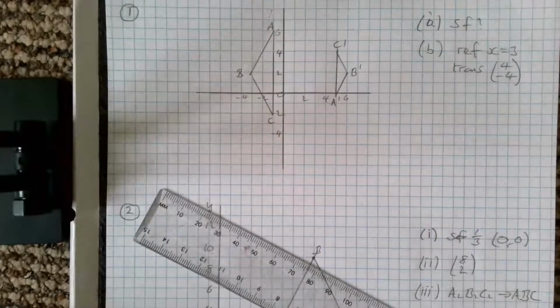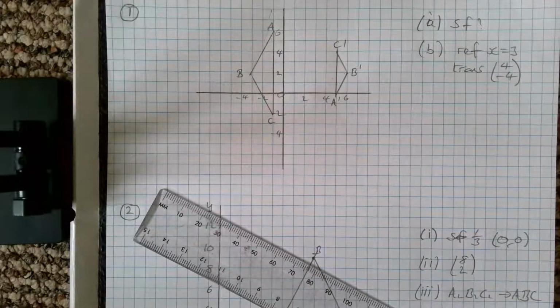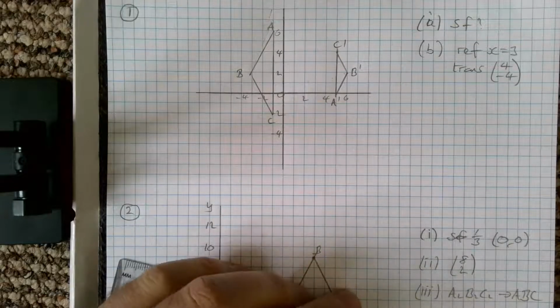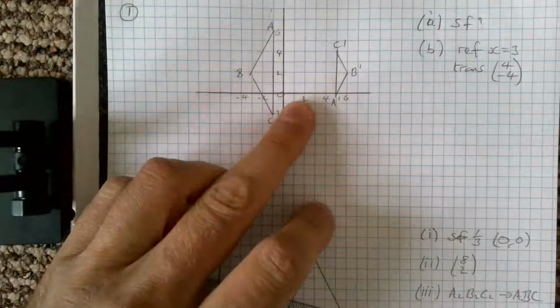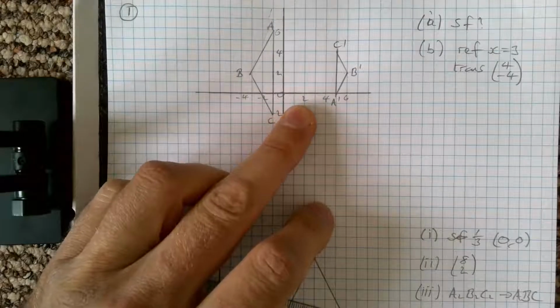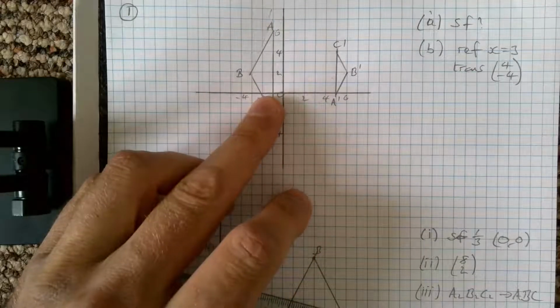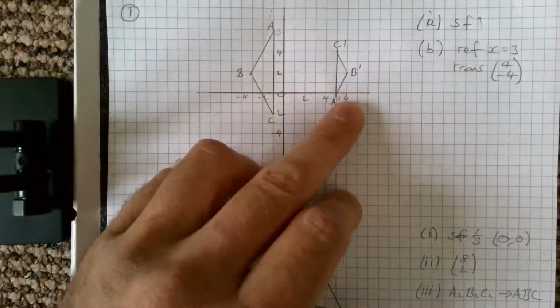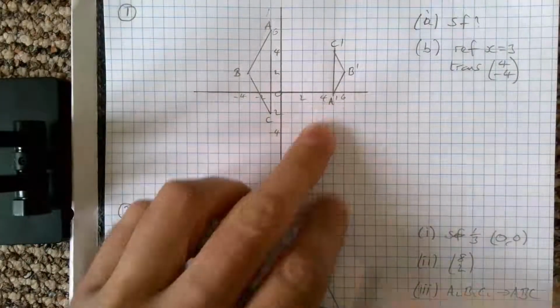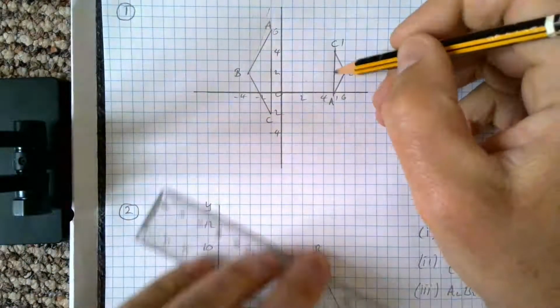This is video solutions to exercise 14I in the year 10 textbook, page 302, 303. So the first thing says copy the diagram and find the center of enlargement and the scale factor when A, B, C is enlarged to give A dash, B dash, C dash. And it's important to get it the right way around. We're going from this one to this one, so this one's getting smaller.